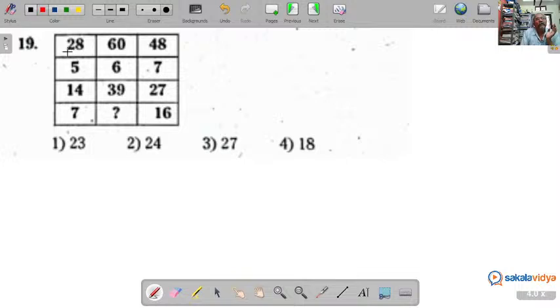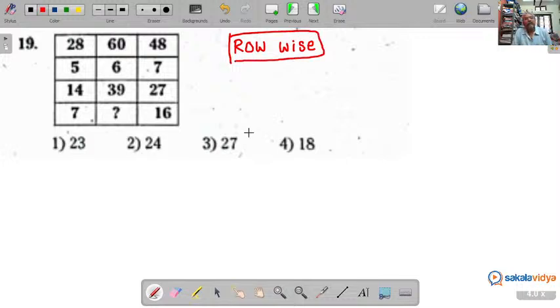Okay, now let us check this row wise. This is called the first row, second row, third row, fourth row. This is called the first column, second column, third column. See, now with the help of these two values, how could you get this 48?